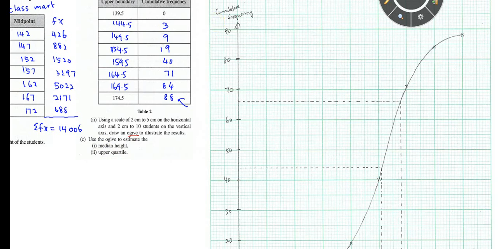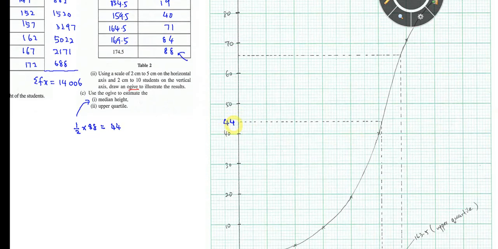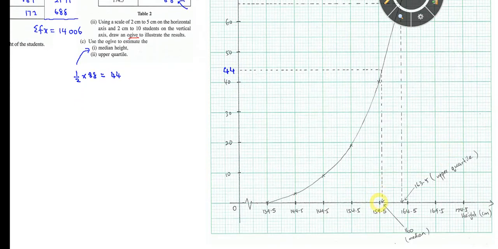Now from the cumulative frequency and the height over here, we need to determine the median height. So how do we get the median height? Total frequency over here is 88. Median means the middle value. So we take 1 over 2 times 88. So we get 44. From the cumulative frequency axis, over here is 44. Draw the dotted line, touch the ogive, then go down. Over here, you calculate the value. So the median is 160 centimeters.